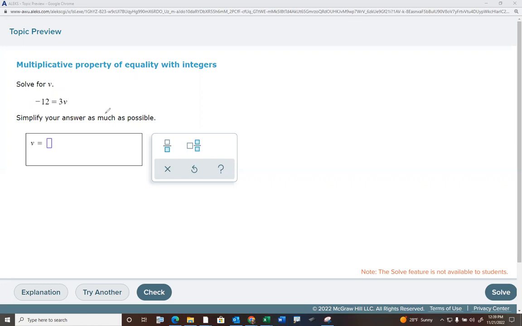Second question is, well, what's the opposite of that? What's the opposite of multiplying by 3? Well, dividing by 3. So that's what you do. Because after all, 3 divided by 3 is just 1, as in one single v. And negative 12 divided by 3 is going to be negative 4. And the problem is done.